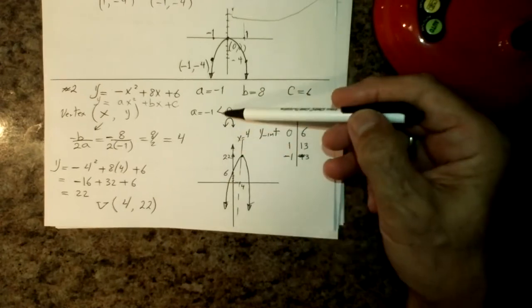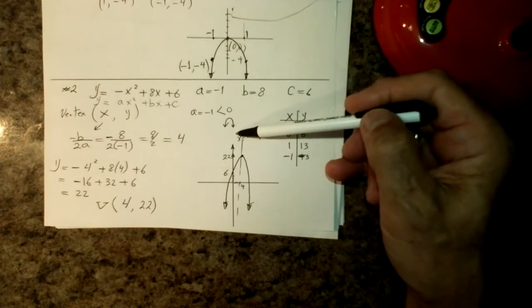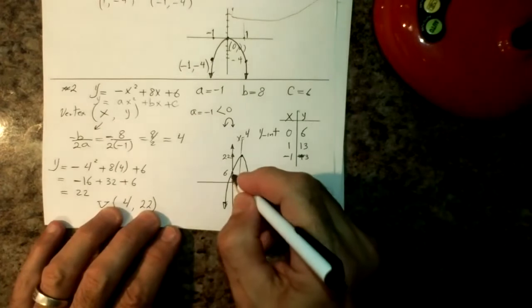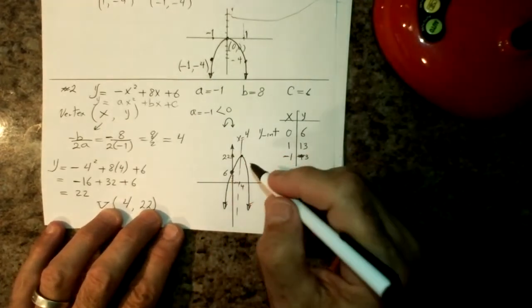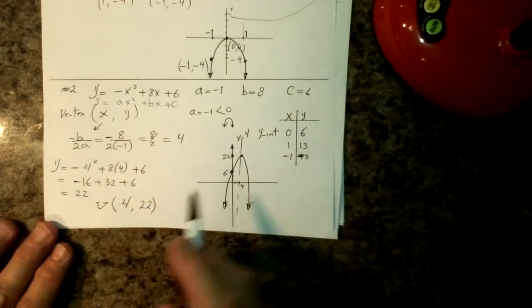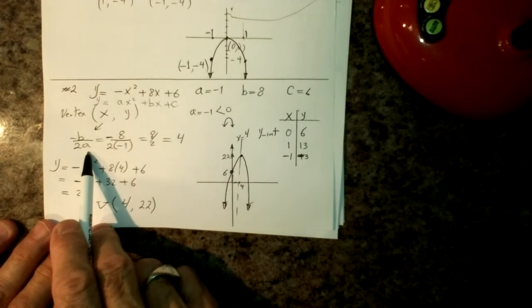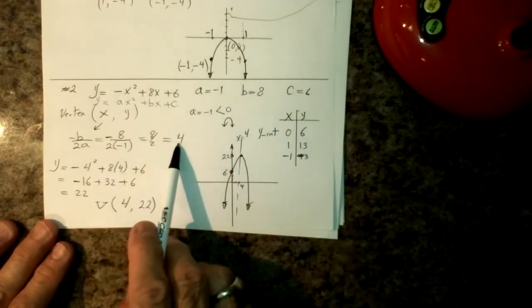A is negative. When a is less than 0, it means the parabola opens downward. So we know that. And we know c is the intercept. So we already know 2 points: the intercept, and that the parabola opens downward. All I need to do is find the vertex. Vertex x, y. X of vertex is minus b over 2a. I already have the values of b and a. You plug them here. X is 4.